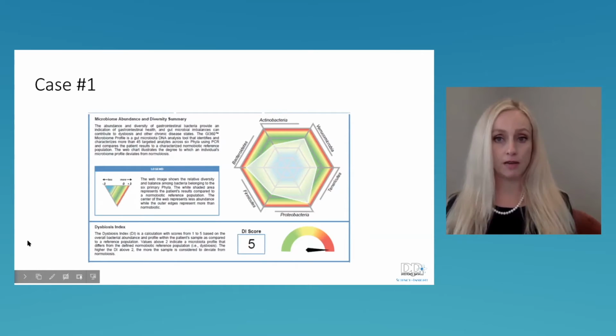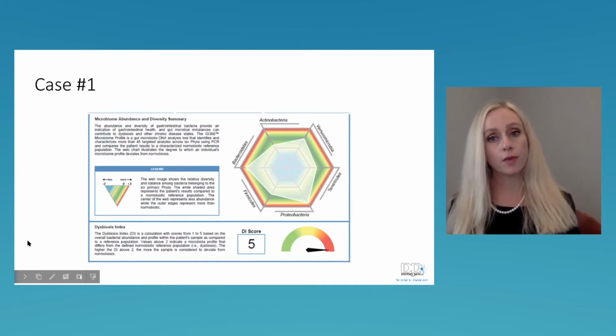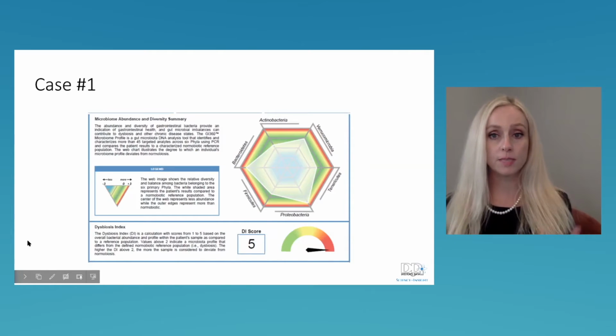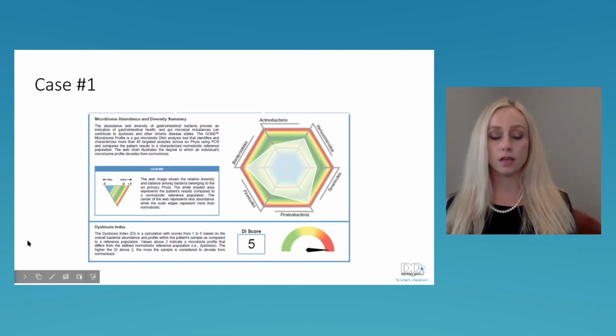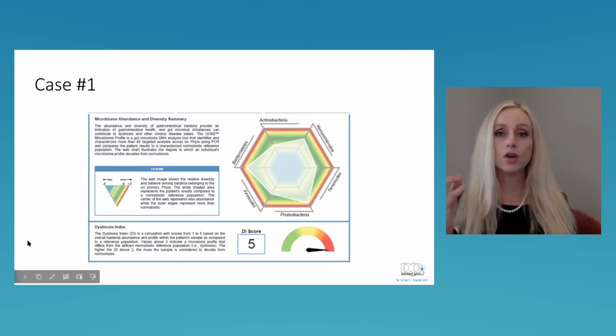And here we see the main phyla, like Dr. Quig discussed: the Actinobacteria, the Verrucomicrobia, Tenericutes, Proteobacteria, Firmicutes, Bacteroidetes as well. So the key points here are that the hexagonal shape represents diversity, and the size actually represents abundance. Sometimes you'll see the reports really pulled in, and that shows really low abundance. That's not the result here.